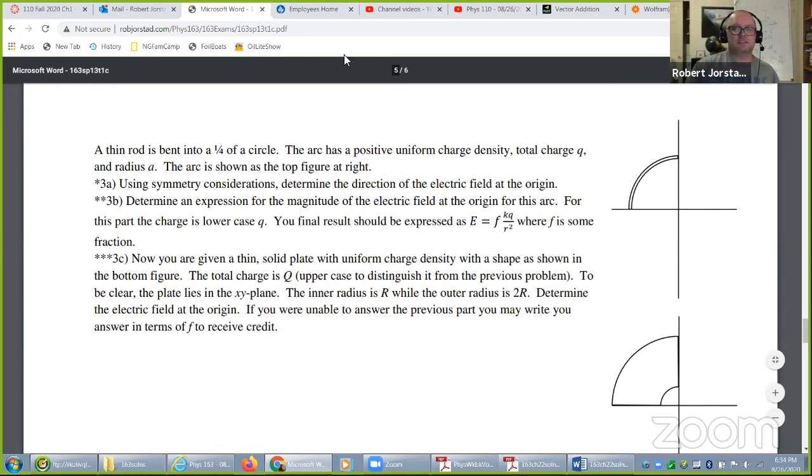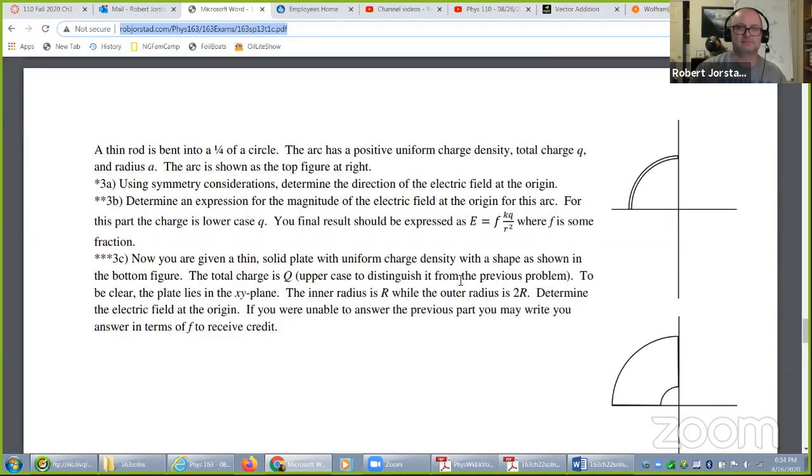I'll put this link in there. If you want to do this, it looks like problem 3A. If you think you can do this problem, this will work you over. And like I said, the solutions are all there. I think it's fun, but I'm crazy.